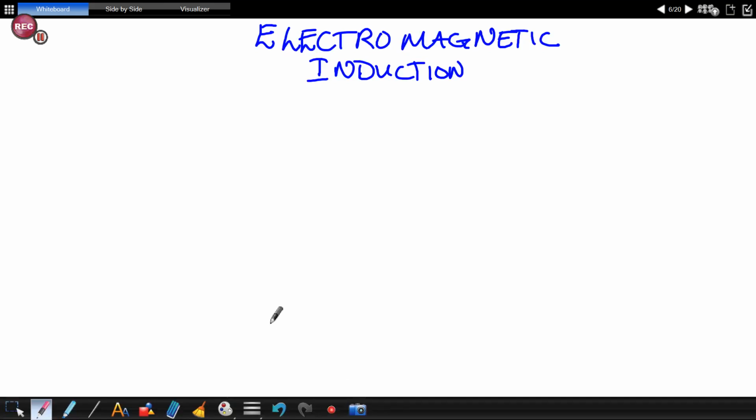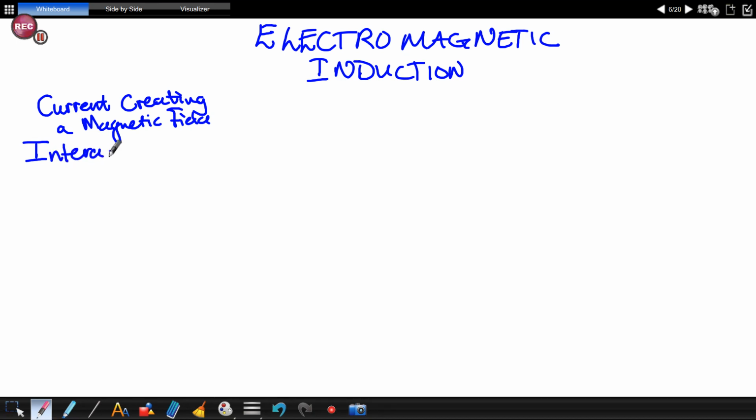Okay, so electromagnetic induction. First of all, we can have current creating a what? A magnetic field. And then the interaction causes motion.